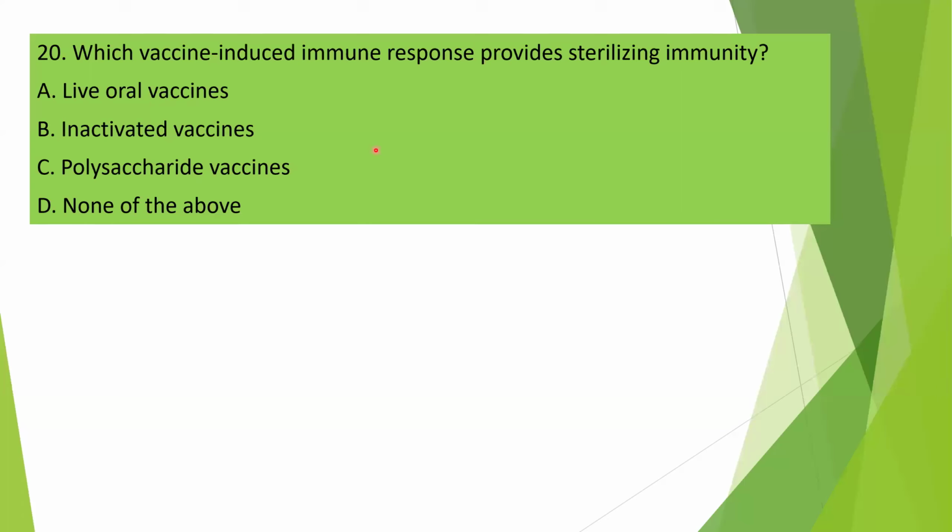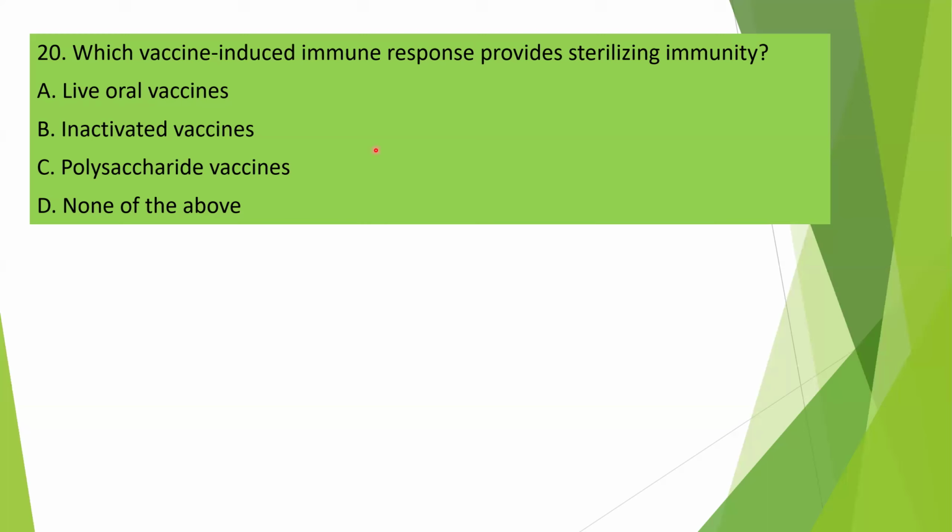Okay. Which vaccine-induced immune response provides sterilizing immunity? What is sterilizing immunity? Navarna, what do you mean by that? And which one does it provide? There is a controversy. Sterilizing immunity means that when you give it in the body, the surface itself does not allow the organism.